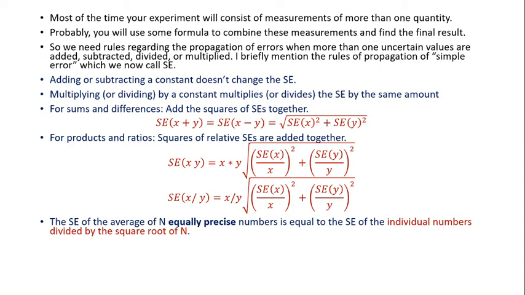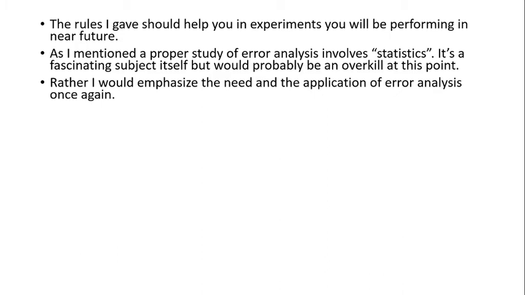The simple error of the average of n equally precise numbers is equal to the simple error of the individual numbers divided by the square root of n. So these are the common rules you will be using. Remember, they are for simple errors and for measurements which are independent of one another. For dependent measurements, we have to deal with them differently. The rules I gave you should help you in experiments you will be performing in the near future.